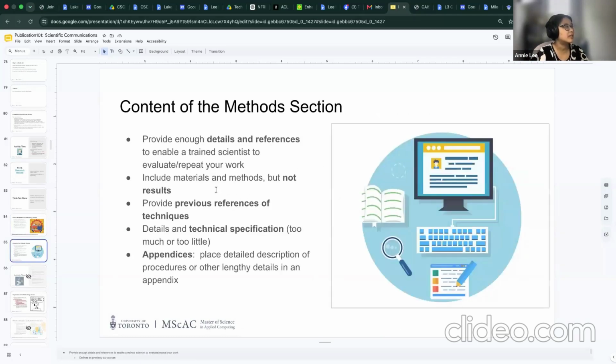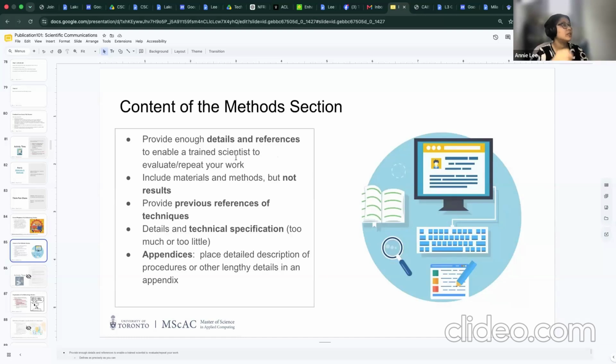In terms of the contents of the method section, you want just enough details for someone to repeat your work, so reproducibility, but also to understand and evaluate your work. Do not include results. So none of the numbers, none of the discussion. It's just what you did, right? If you were baking a cake, it's just about the steps of baking a cake. You're not going to be measuring the height of the cake. You're not going to say, this cake is delicious. Don't tell me any of that. Just tell me how you bake the cake.